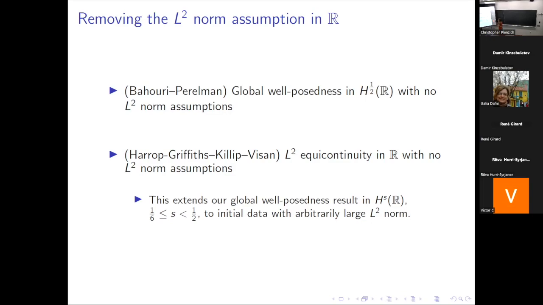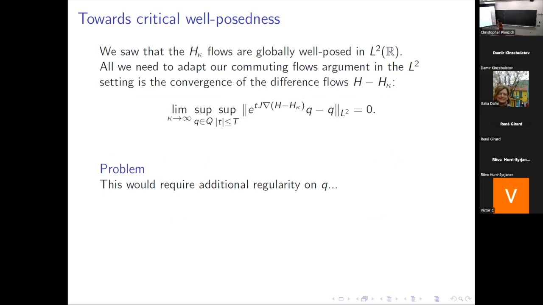Now, as I said, other people did the hard work of removing the 4π assumption. So now I want to focus, for the rest of the minutes that I have, on how we can go towards critical well-posedness. What do we have to change? We already saw that the H kappa flows are globally well-posed in L2. We don't have any issues with that.